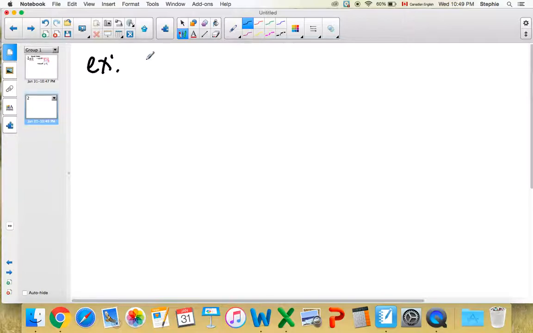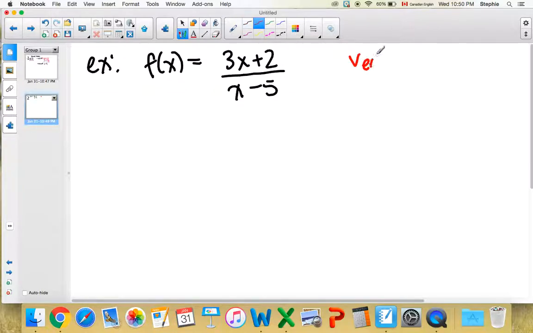So we're going to take y, or f of x, is equal to 3x plus 2 over x minus 5. So right away, I'm going to know that my vertical asymptote has something to do with the denominator. So for my vertical asymptote, x minus 5 cannot equal 0. x cannot equal 5. So that's going to be at the 5.